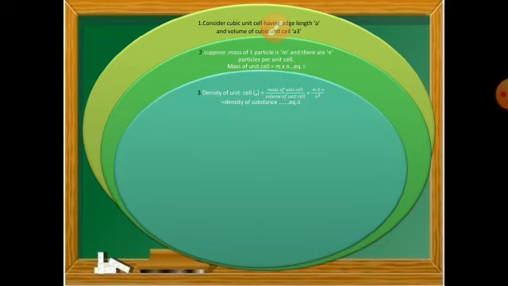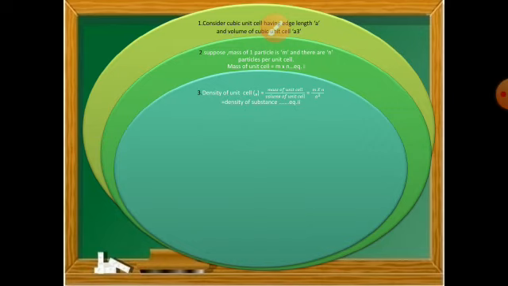Now you have to find out the density of unit cell. So what is the formula of density? Density is nothing but mass upon volume. So here you can write density of unit cell, denoted by rho. Rho is equal to mass of unit cell upon volume of unit cell.